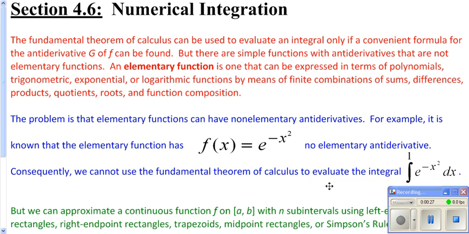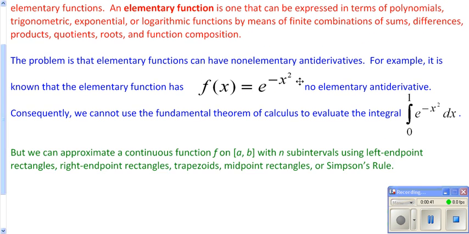So using left endpoint rectangles, right endpoint rectangles, trapezoids is one way to do it. There's also the midpoint rectangles that we talked about before. Now, down here in blue is an example of a function that does not integrate. So how would you go about evaluating this answer or this definite integral here?